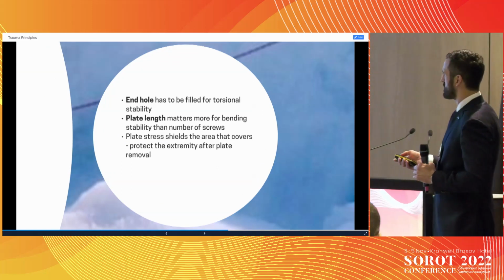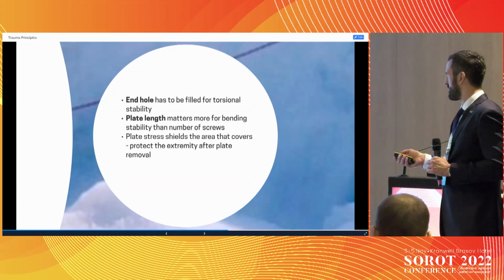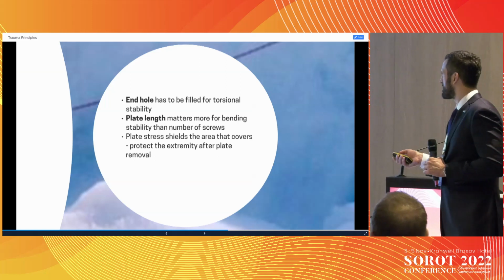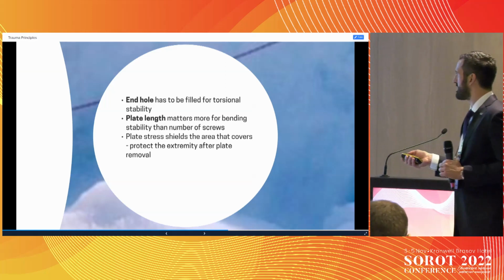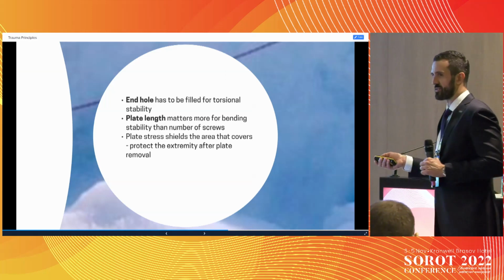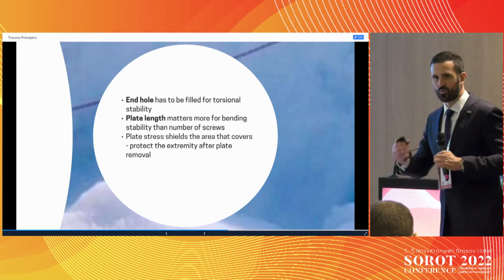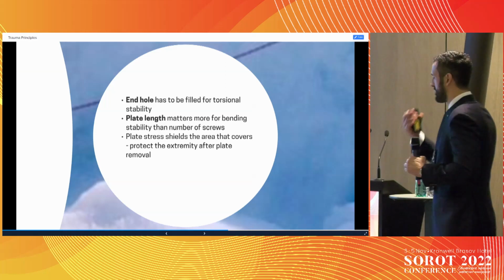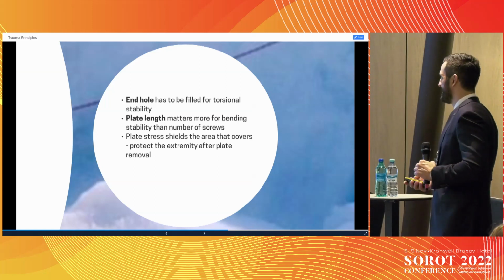Pearls. End hole has to be filled for torsional stability of the plate. Plate length matters more for bending stability than number of screws, and plate stress shields the area that it covers. It protects the extremity, so you have to protect the extremity after removal of the osteosynthetic device.